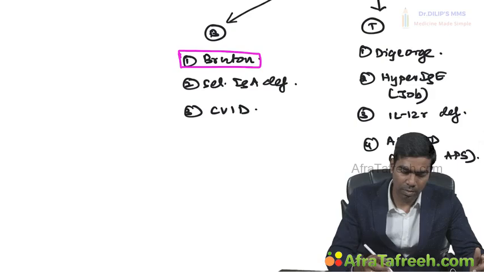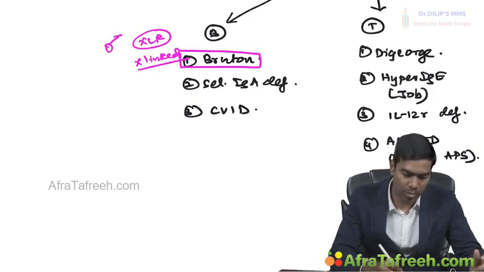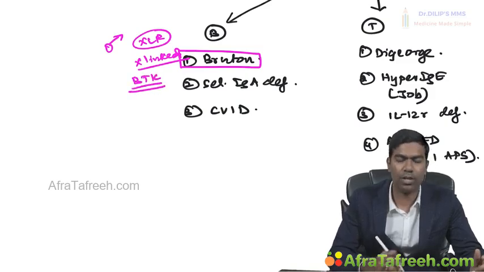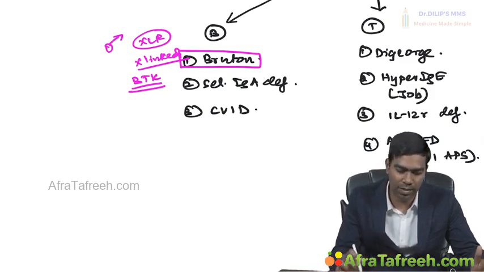In Bruton's agammaglobulinemia, this is called X-linked Bruton agammaglobulinemia because it's an X-linked recessive disorder, which means males are the ones who are going to be affected, number one. So the defective gene is going to be the BTK. We already told you, Bruton's tyrosine kinase gene. The Bruton's tyrosine kinase protein is going to be less. So that is the defective gene here.